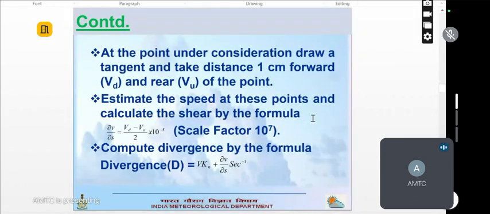Then secondly, for the point of concentration, 1 centimeter forward on the streamline and 1 centimeter backward to the rear of the streamline, you should take two values. That is the rate of change of wind speed, and that will give you the shear current. Okay. So this is Vt minus Vu, divided by 2. Very simple. The scalar factor is 10 to the power minus 1, so it will become 10 to the power minus 5. Okay. Compute divergence by this method. We will see after that.